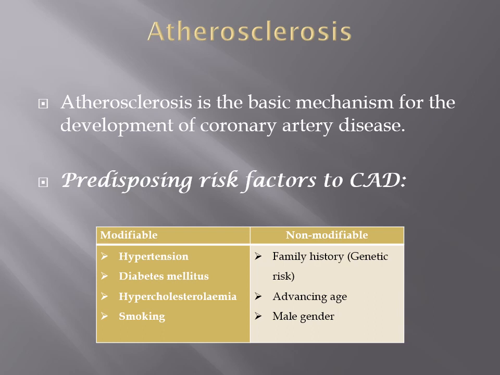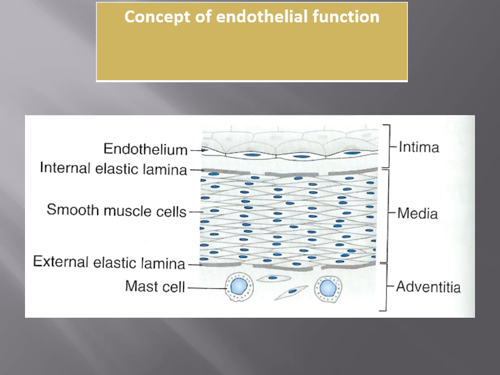طيب atherosclerosis ده بيحصل ازاي؟ There are some predisposing risk factors for the development of atherosclerosis, and they are classified into modifiable factors and non-modifiable factors. Modifiable factors يعني we can intervene with these factors to decrease the incidence of the disease, such as hypertension, diabetes mellitus, hypercholesterolemia and smoking, and non-modifiable factors such as positive family history, including genetic risk, advanced age.